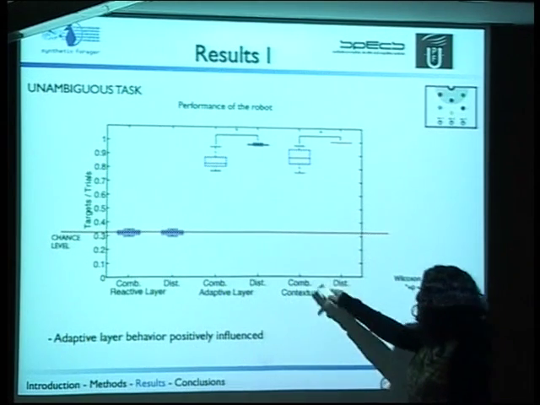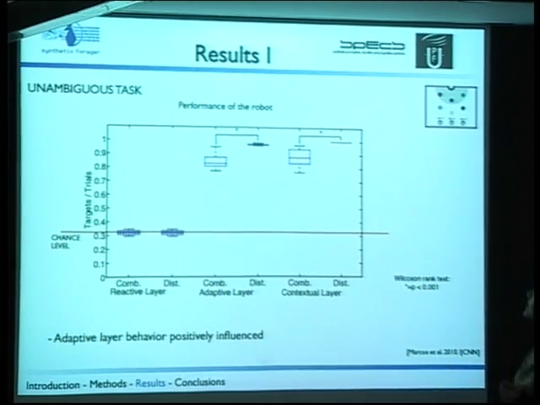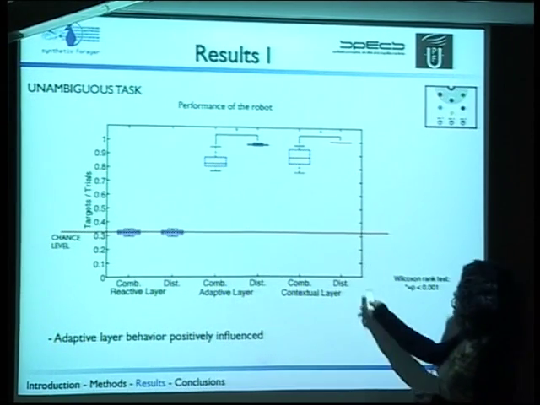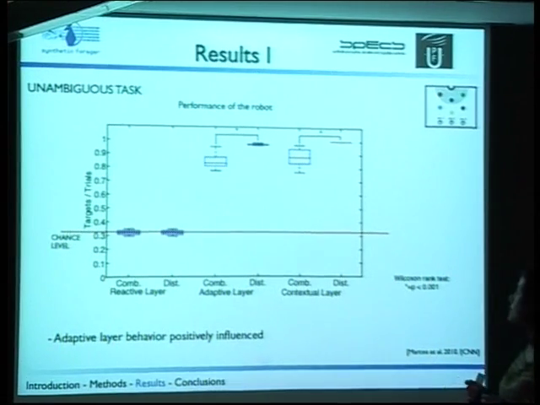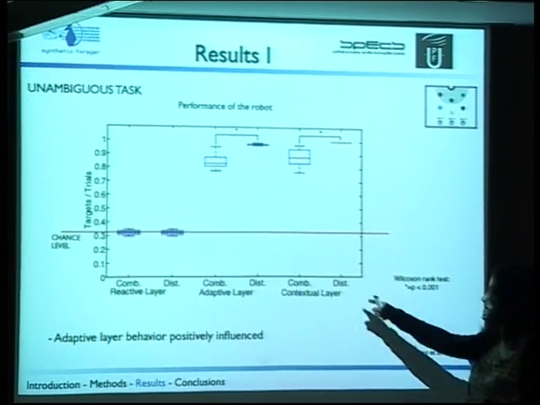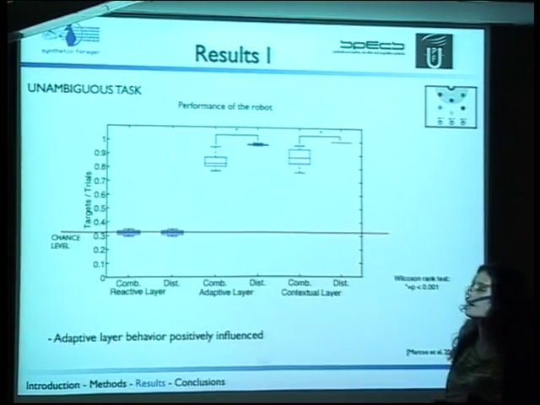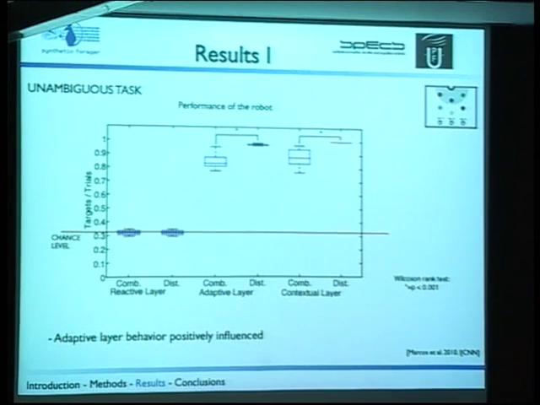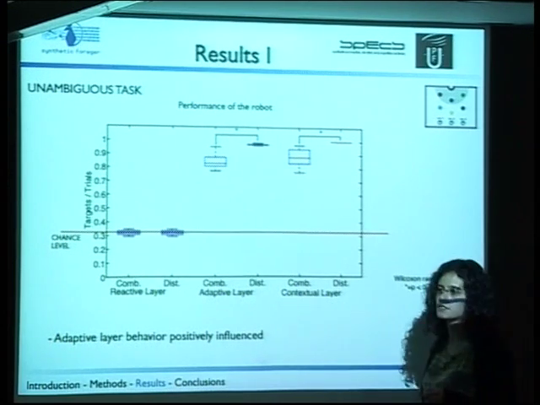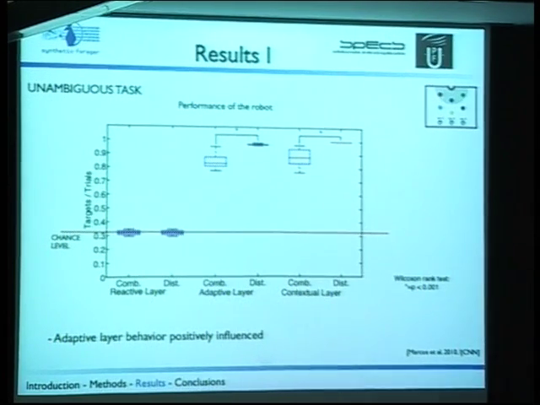At the contextual layer level, we see that both have a high performance, but also the performance in the distributed model is significantly higher, as it happens in the adaptive layer. So from these experiments, we could conclude that the adaptive layer behavior was positively influenced by the distributed model.